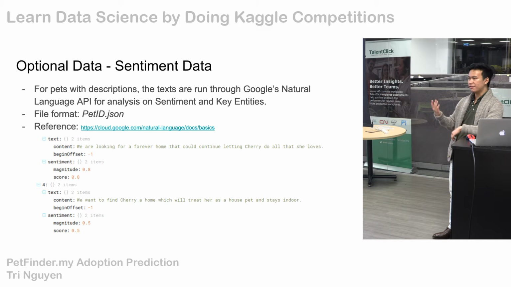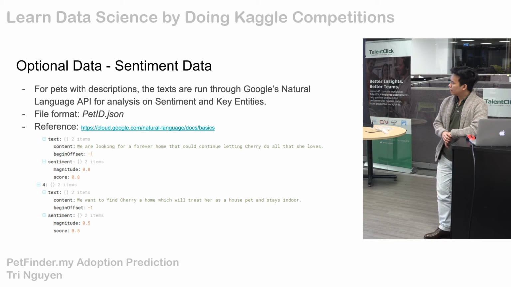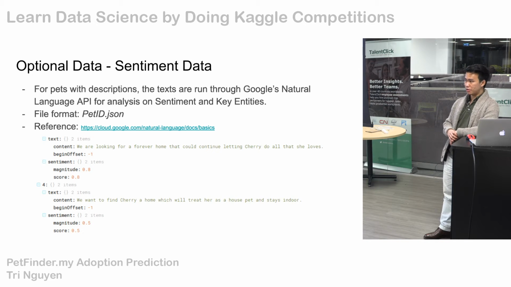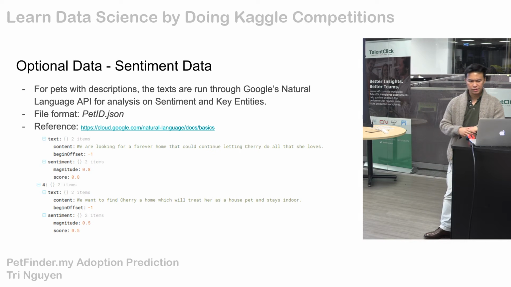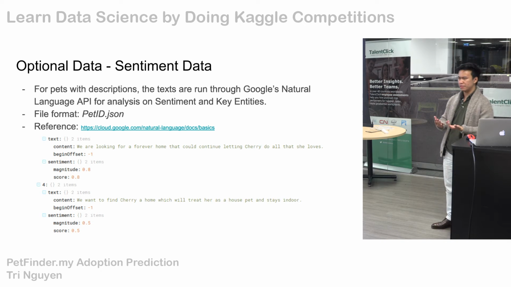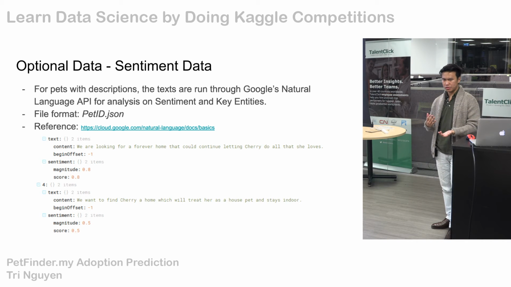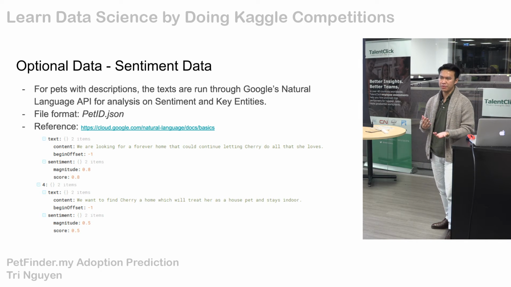It's the same thing for the description of the pet. They are also provided, but they were also run through Google's natural language API for sentiment analysis. So I guess they're trying to provide a numeric value for how the text would appeal to the readers, and whether that would affect the adoption speed.